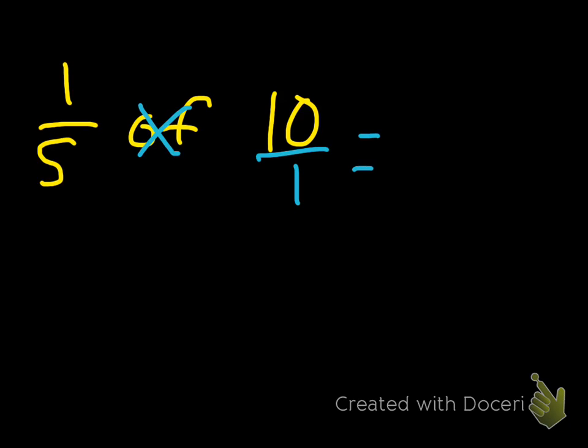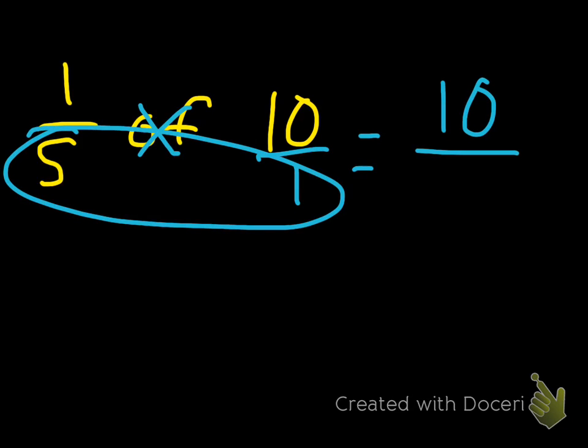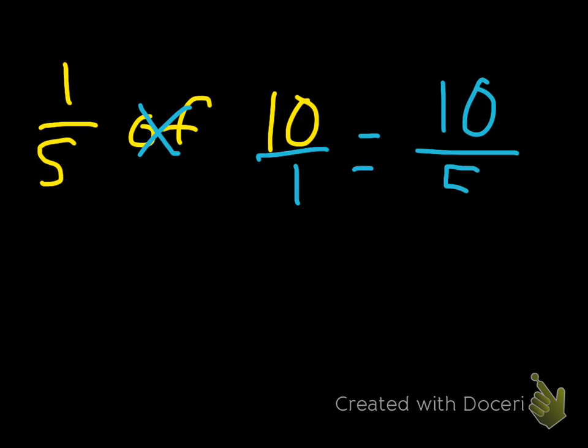Now the way to multiply fractions, you don't have to find a common denominator. You literally just multiply across. So I'm going to take 1 times 10 first. And that's going to be my new numerator. So my top number is 10. The next step, I multiply the two bottom numbers, 5 times 1, which is 5. Now 10/5 is our answer, but we have to rewrite that as a whole number.